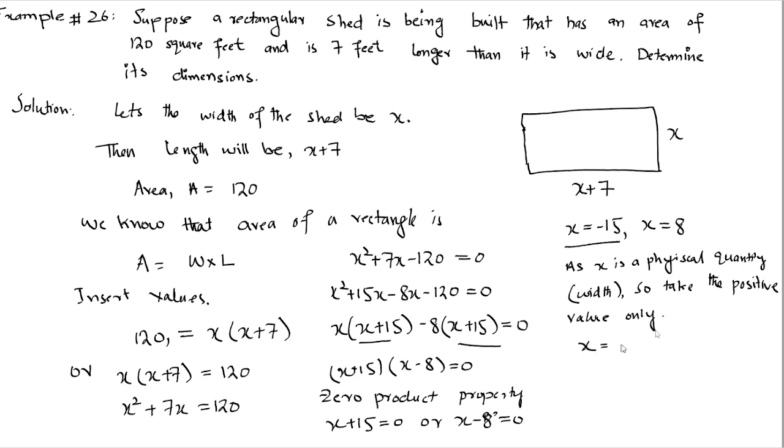So x is equal to 8, which means width is equal to 8 feet and length is equal to x plus 7. That will be insert 8 for x plus 7, that is 8 plus 7, which is equal to 15. So length is equal to 15 feet. These are the required dimensions.